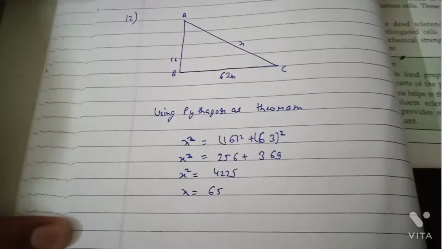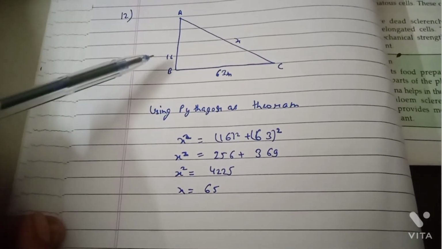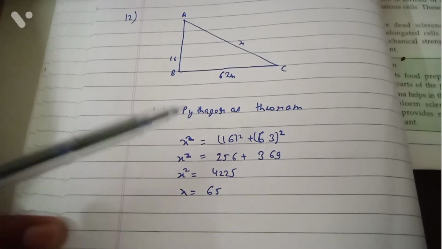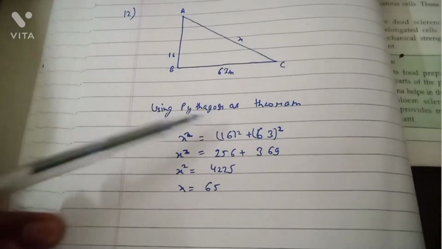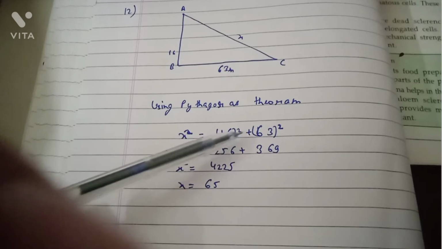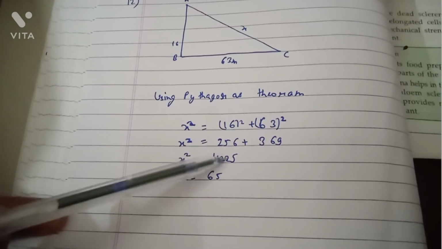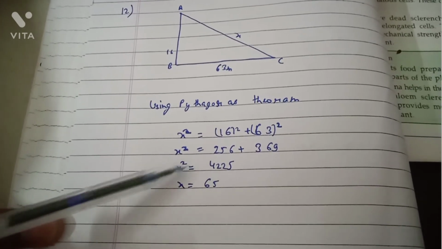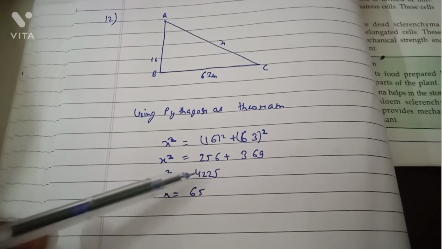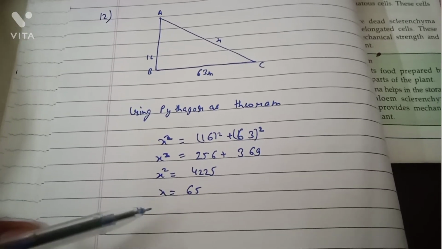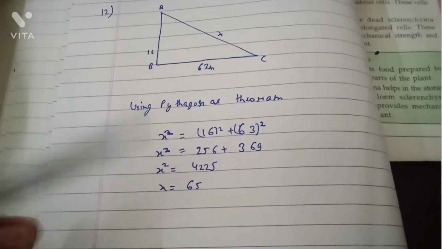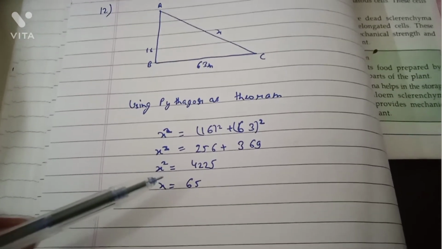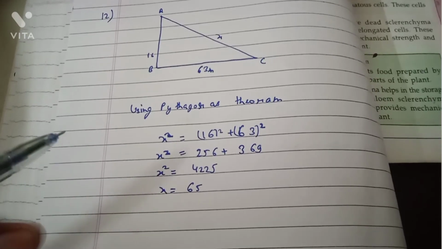Let's see. Here also we have made a rough triangle and put the values, and using Pythagoras theorem, x squared, meaning AC squared, equals 16 squared plus 63 squared. x squared equals 256 plus 3969, x squared equals 4225, x equals 65, meaning AC is equal to 65, meaning Amit walked 65 meters while returning from his friend's house.